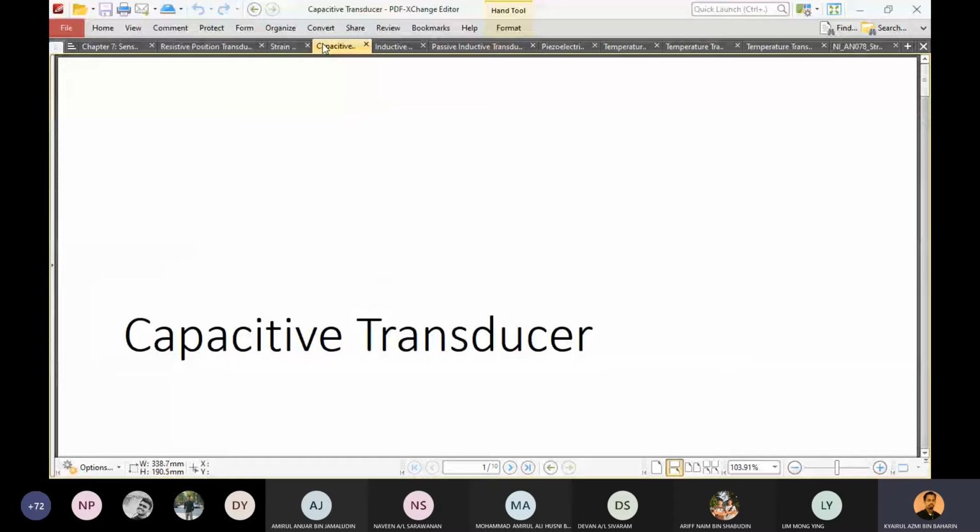Okay, so kita sambung semula, we continue on the topic of capacitive transducer and then inductive transducer. So I think I'm going to stop our lecture here until inductive transducer. I'm going to do temperature separately next week, because I think we need to have some specific focus on the temperature transducer.